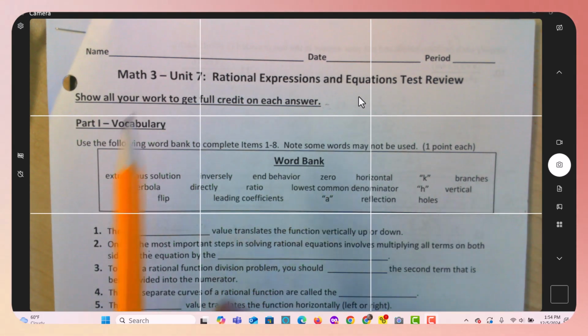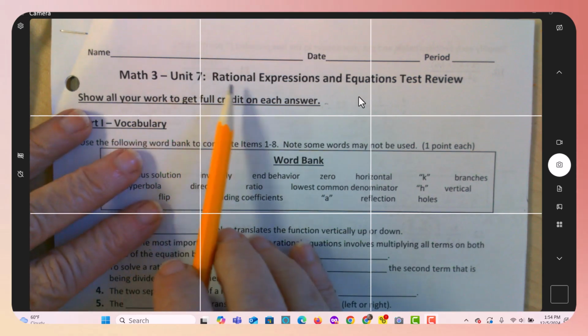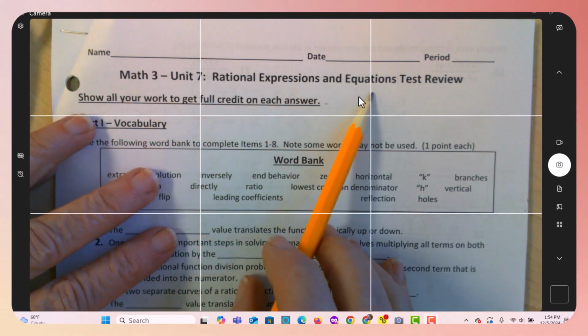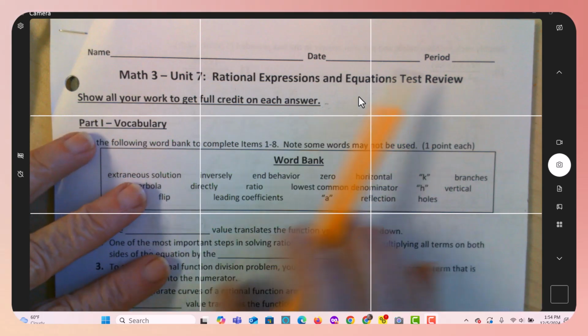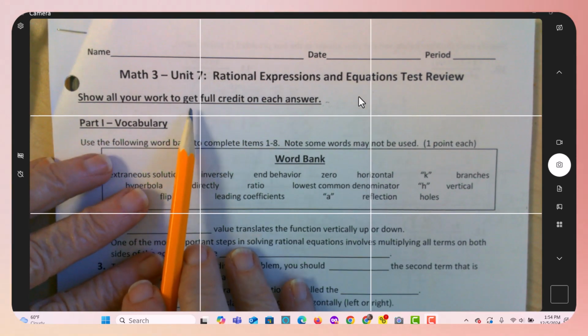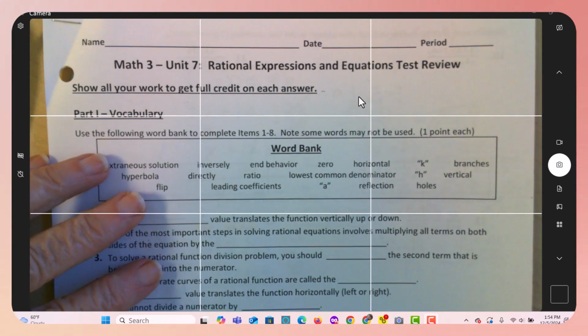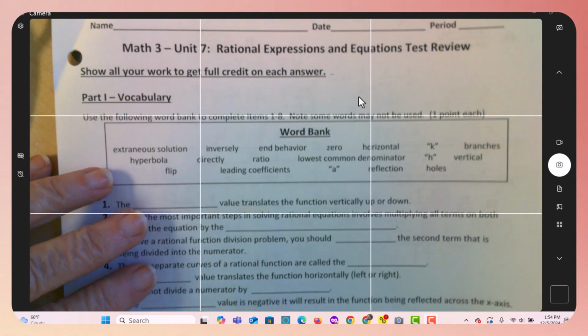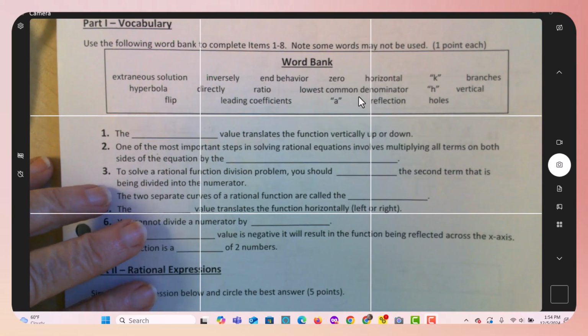All right, this is the Math 3, Unit 7, Rational Expressions and Equations Test Review. So work through these problems and show your work or explain your answers to get full credit when you turn this in after your test. So we're going to start with vocabulary.